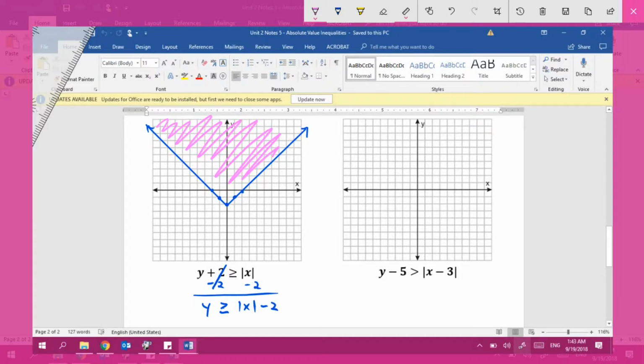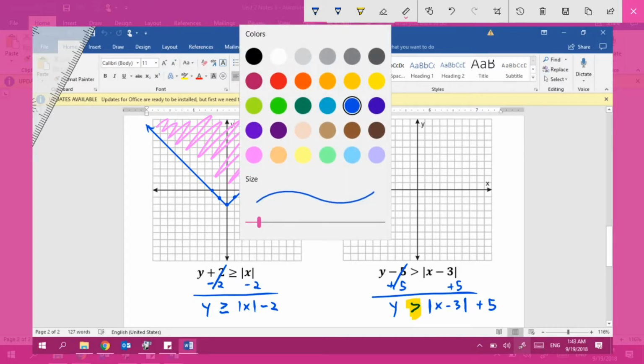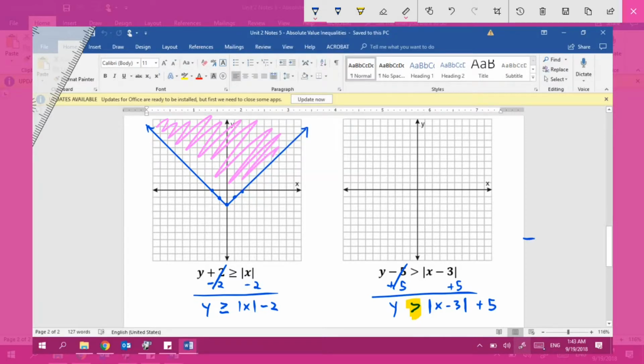All right, looking at the next one, we've got y minus 5 is greater than the absolute value of x minus 3. So first, let's get y by itself. So let's add 5 to both sides. That leaves me with y is greater than absolute value of x minus 3 plus 5. So first of all, let's take a look at the sign and make sure we know what kind of line we're using. This is greater than. I don't see the equals to, which means we're going to be using a dotted line. Okay? And then now we just need to take care of the transformation.